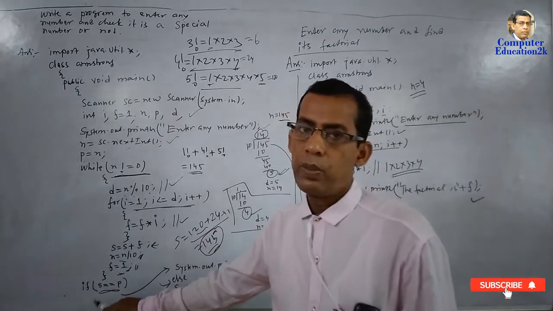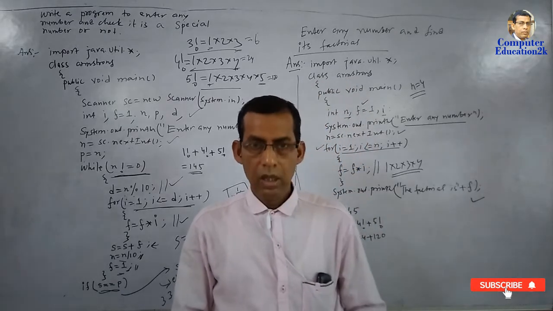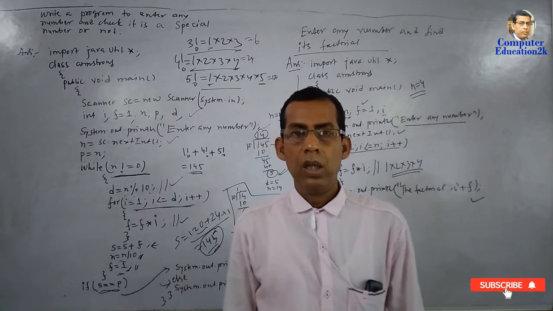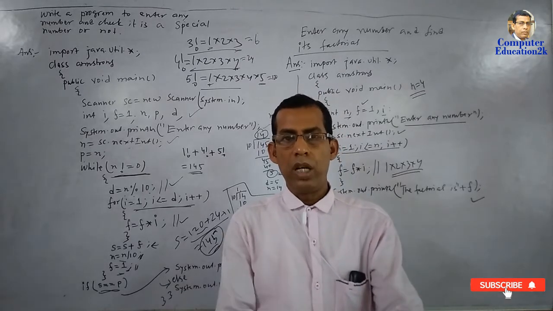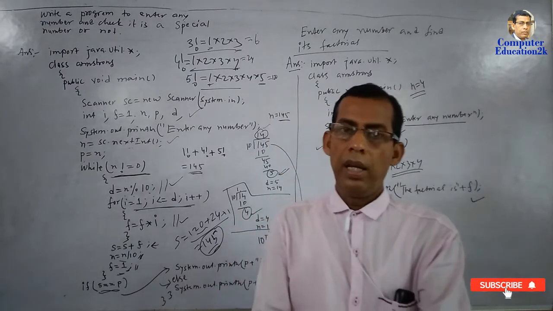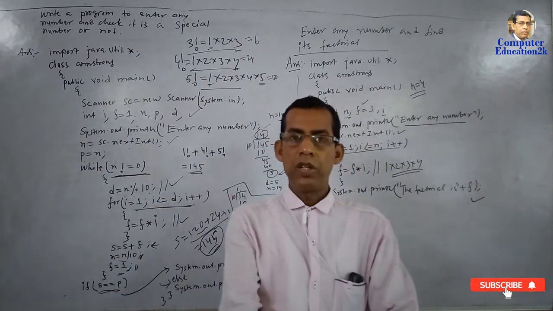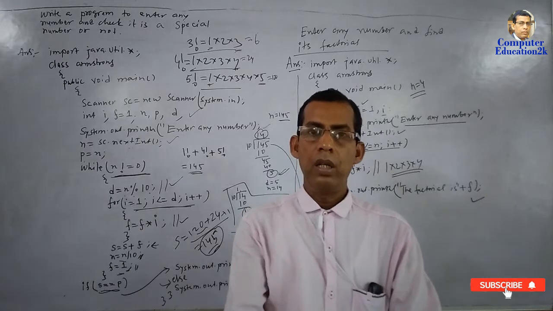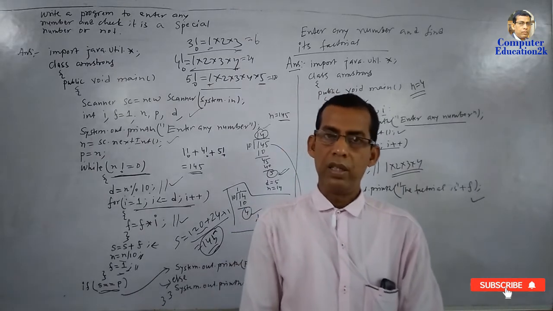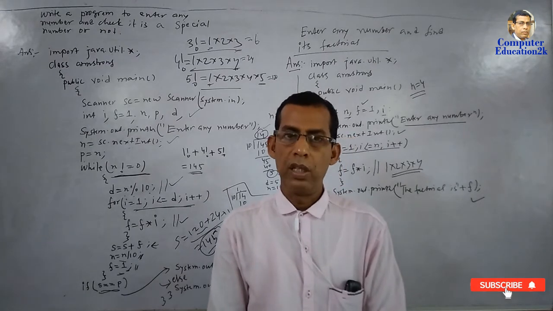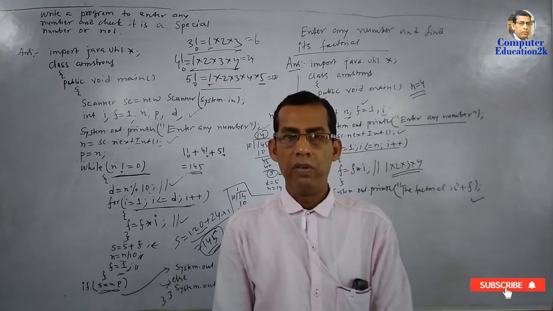So this way this program is done, children. Now you will solve one question at home. So write down the question. Question is, write a program to print all special numbers from 1 to 500. That is your homework. Write a program to print all special numbers from 1 to 500.